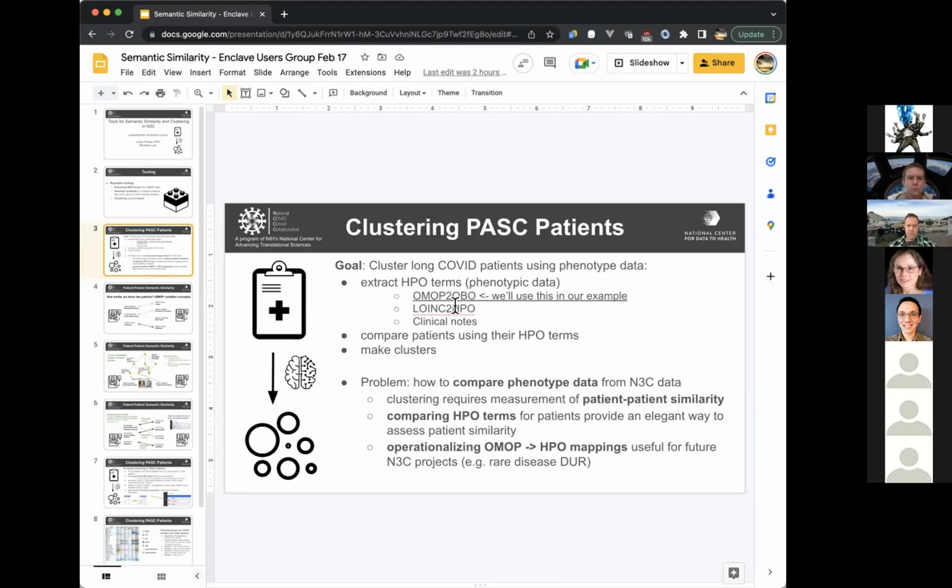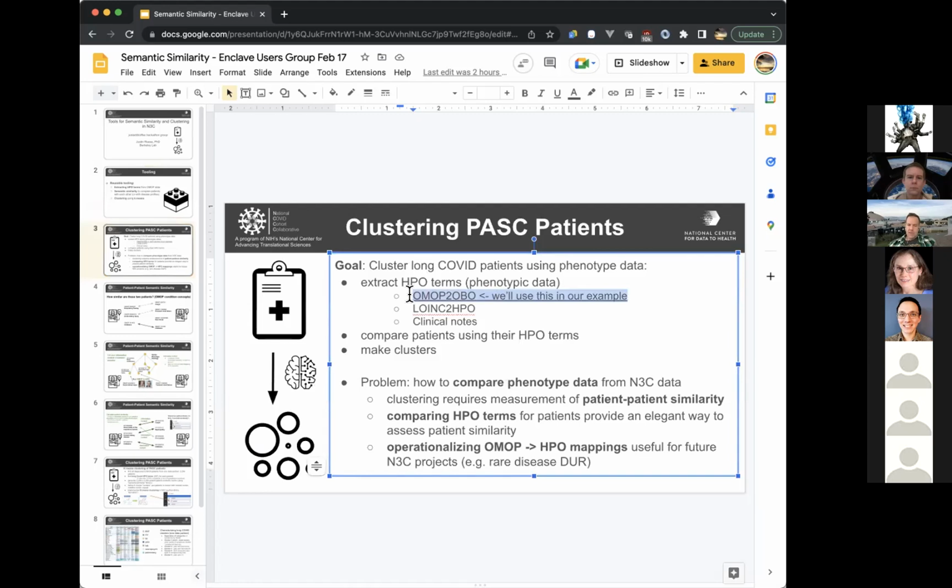This is what I was saying before: there are actually at least three sources of HPO terms for patients in the Enclave that I know about. The first one, the one we'll use in the example code that I'll show you later, is OMOP to OBO. This is Tiffany Callahan's awesome work. She can tell you a lot more about it than I can, but what we use it for basically is to extract HPO terms from the condition occurrence table.